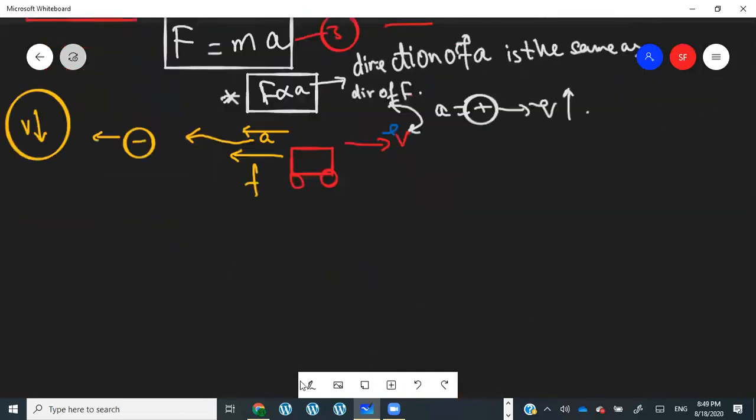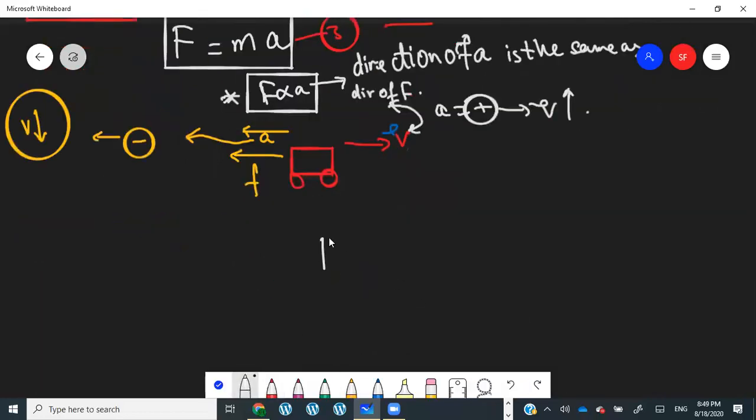Now, if you've got more than one force acting on a body, there's a forward force, let's call it F. There's a backward frictional force, let's call it small f. Now, there is an initial velocity in the forward direction, which is actually of no use to us for now. But this is the mass, and I asked you to calculate the acceleration of the body.